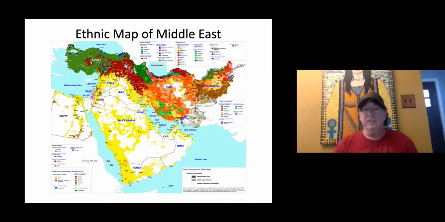Now this is another feature of the Middle East, at least in some portions, the diversity. So this shows the ethnic distribution of different ethnic groups, and you can see how many there are. There are lots of different colors here on this map, especially Iran, Afghanistan, Turkey, the northern parts of Syria and Iraq, as well as Lebanon, are just filled with a variety of different groups.